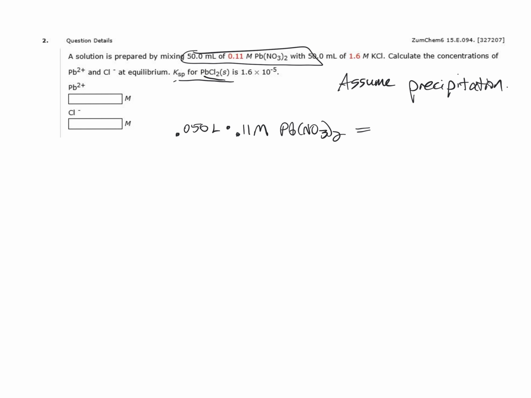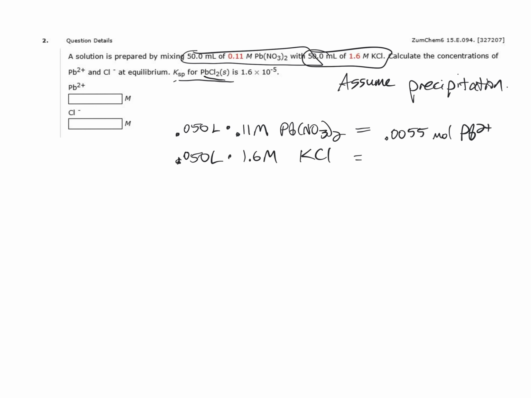But if I take 0.05 liters times 0.11 molar, I get 0.0055 moles of lead 2 ion from the solution of lead 2 nitrate. Next, let's note the other solution. 50 milliliters, or 0.05 liters, times a concentration, in my case, of 1.6 molar. Noting once again that the subscript for the ion we're interested in is an implied 1.